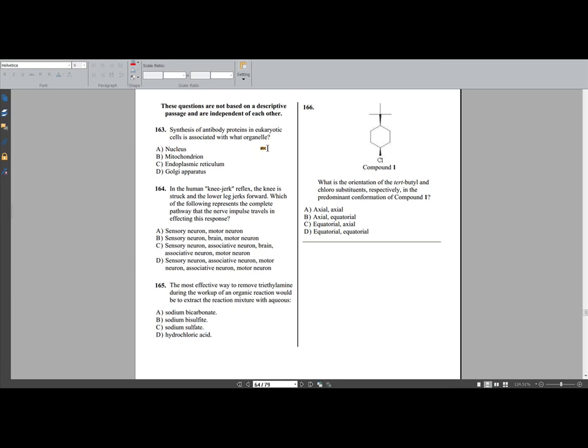Synthesis of antibodies. Oh, I love these questions, except this. That's organic chemistry. I like organic chemistry, but for some reason I can't ever get those right. How long have I been recording this?